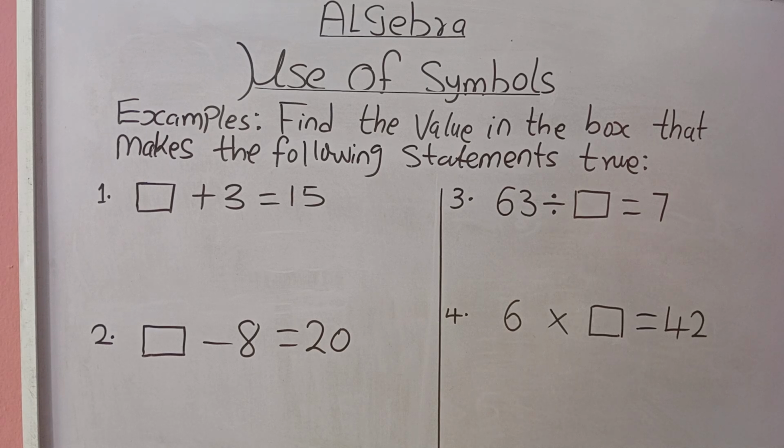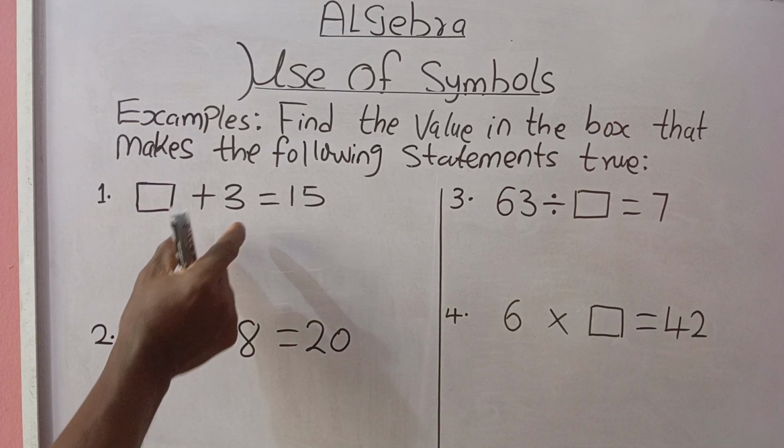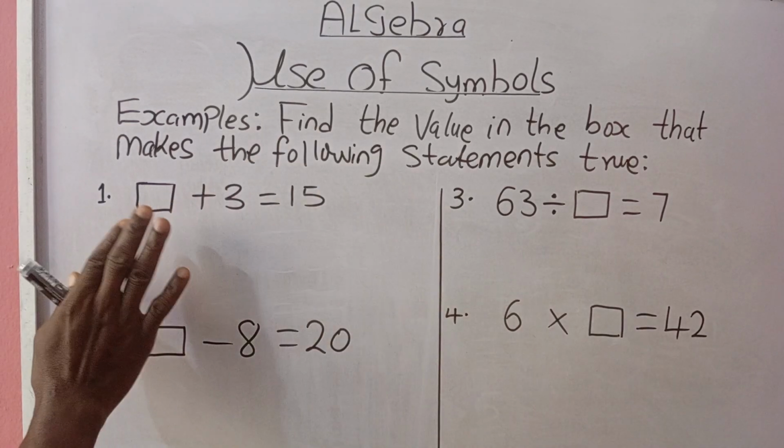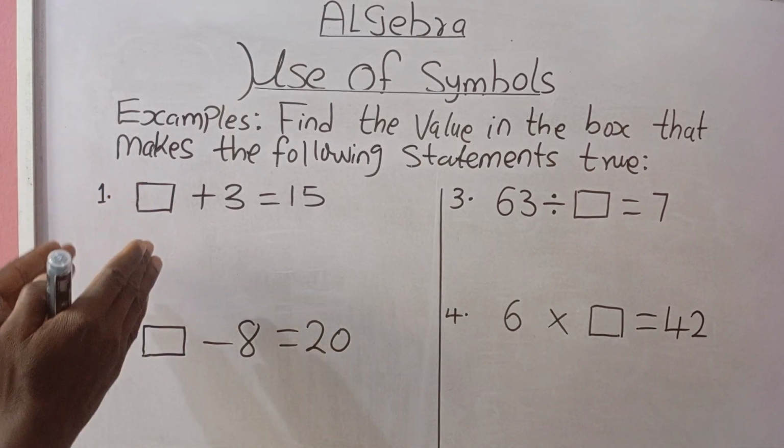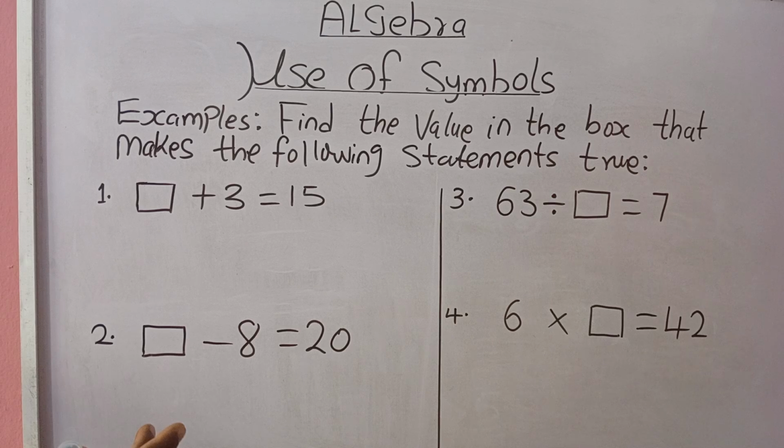We have to do it by collection of like terms. That means letting 3 move to the other side so that the box can stand on its own. This box can assume any kind of shape. It could be X, it could be Y, it could be any other thing. And that's what we call symbols.